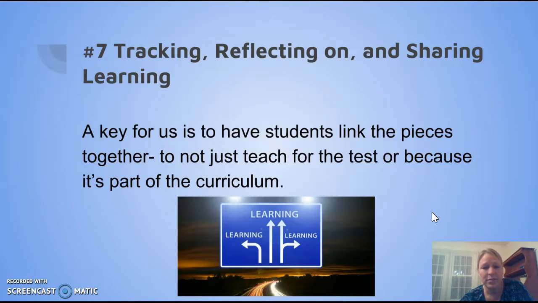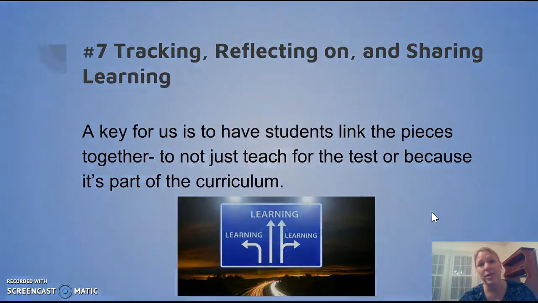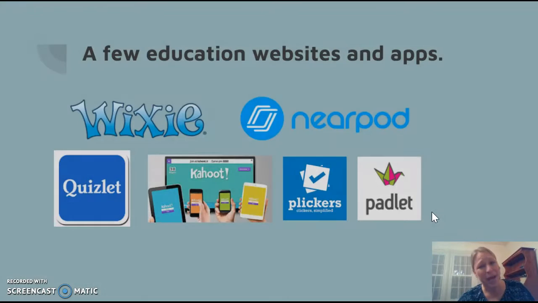A key for us is to have students link the pieces together, to not just teach for the test or because it's part of the curriculum. When I played basketball in 7th grade, I was proud I never fouled anyone. I didn't understand that that's a bad thing. It meant I wasn't aggressive enough.